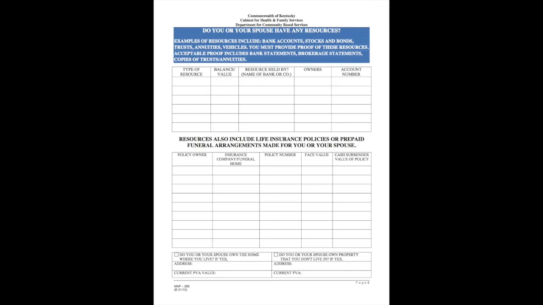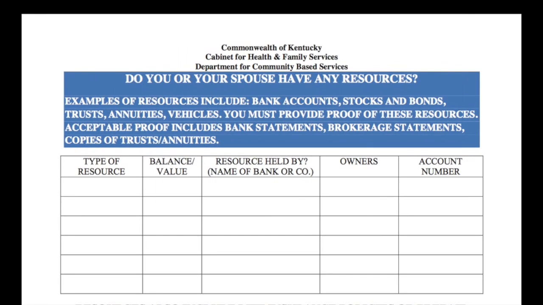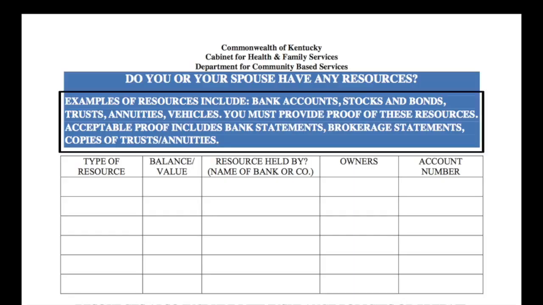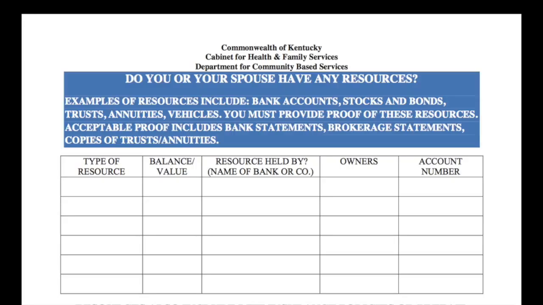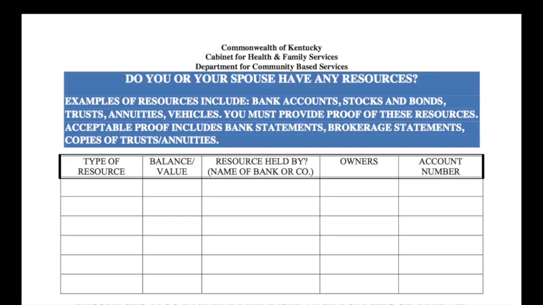The next section is, do you or your spouse have any resources? Examples of resources include bank accounts, stocks and bonds, annuities, vehicles, and trusts. You need to list the type of resource, the balance and value, who the resource is held by, like what bank the resource is through, the owners of the account, and the account number.